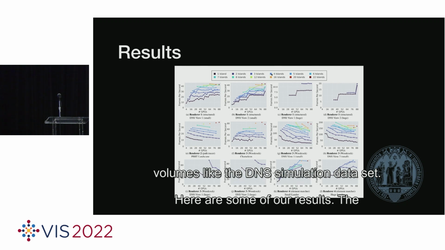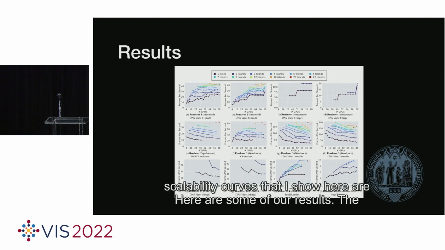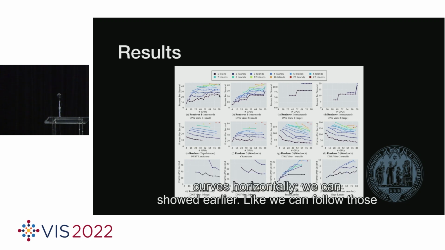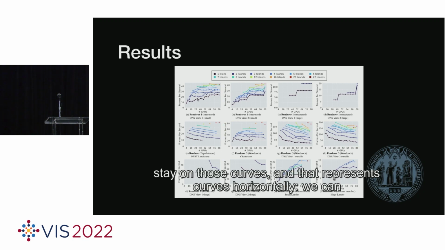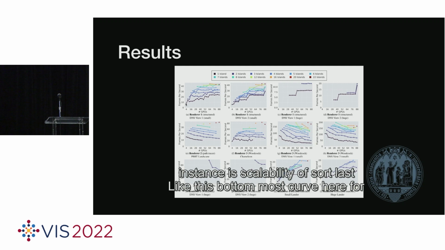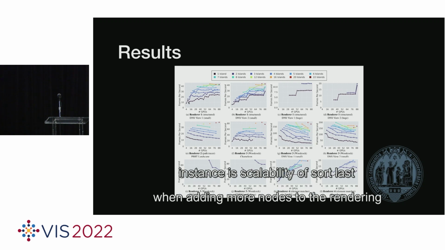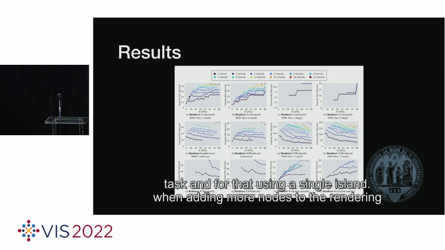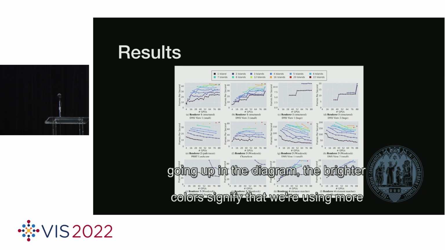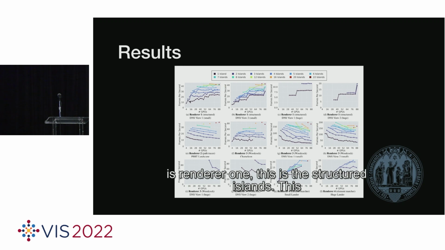Here are some of our results. The scalability curves that I show here are similar to the scalability curves that I showed earlier. We can follow those curves horizontally. We can stay on those curves, and that represents scalability in terms of sort last. This bottommost curve here, for instance, is scalability of sort last when adding more nodes to the rendering task, and for that using a single island. Going up in the diagram, the brighter colors signify that we're using more islands. And we can already see, this is renderer 1. This is the structured renderer, which evaluates primary visibility only.